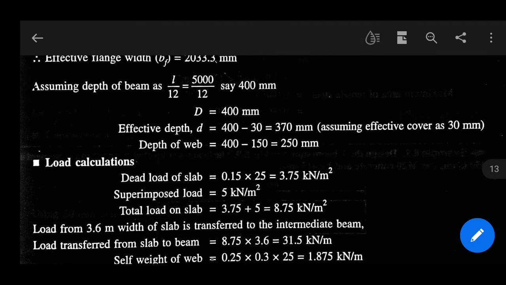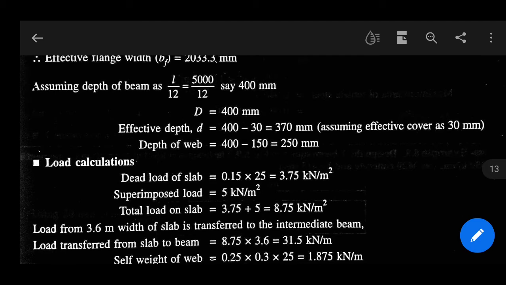Now we have to calculate load, the load calculation part. Design load of slab is 0.15 into 25, that is equals to 3.75 kilonewton per meter square. Now superimposed load is 5 kilonewton per meter square, which is given. So total load on slab will be 3.75 plus 5, that is equals to 8.75 kilonewton per meter square.